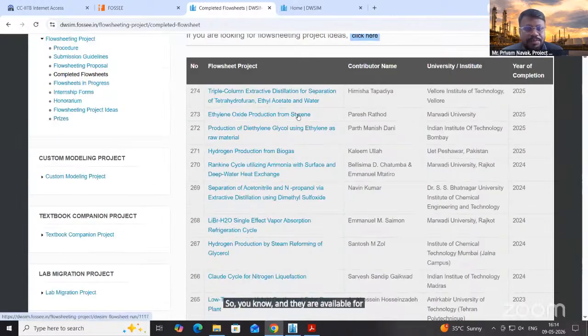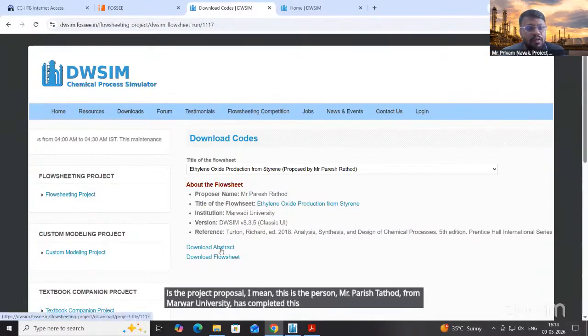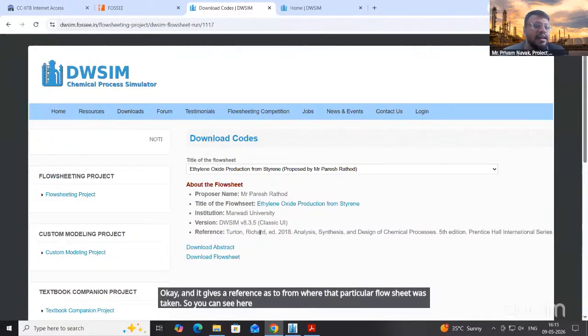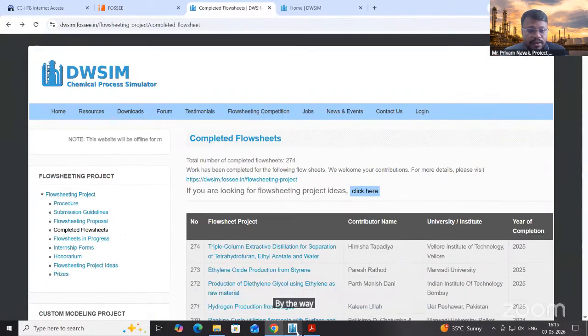For example, if you click on this project, it will take you here, and it says that this is the project proposal. I mean, this is a person, Mr. Paresh Rathod from Marwar University. He has completed this project, and you can download the abstract and the DWSIM flowsheet here. Okay, and it gives a reference as to where that particular flowsheet was taken from. So you can see here the references listed for this particular flowsheet. Okay, so this is about DWSIM flowsheeting project.